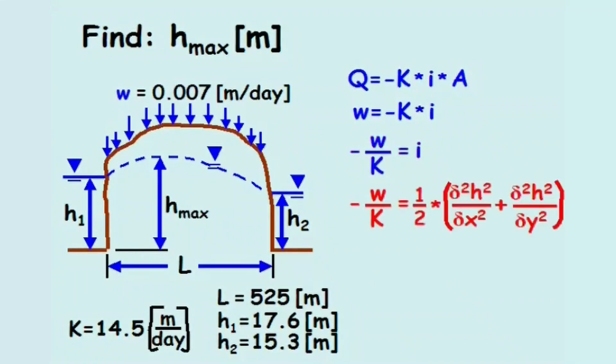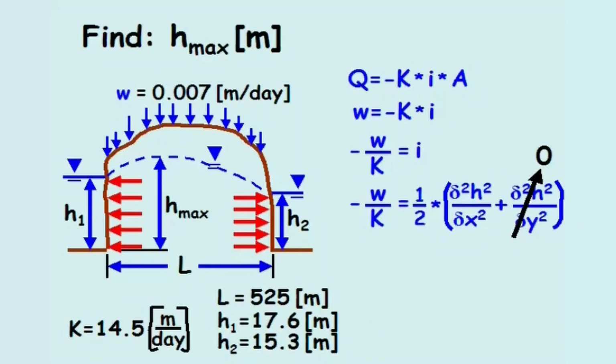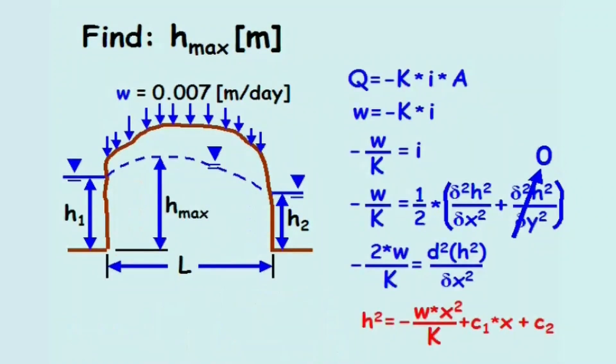After skipping a few steps, the gradient is rewritten as the sum of the partial gradients in the vertical and horizontal directions. Assuming flow at the soil-water interface is purely horizontal, the partial differential equation is simplified by excluding the vertical component. The expression is then integrated with respect to x, and the constants of integration are solved using known boundary conditions.